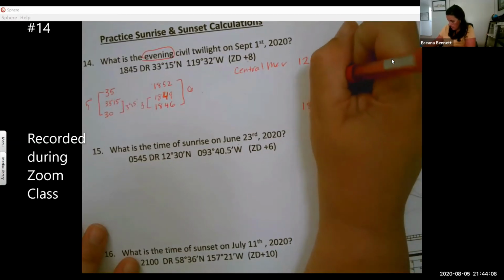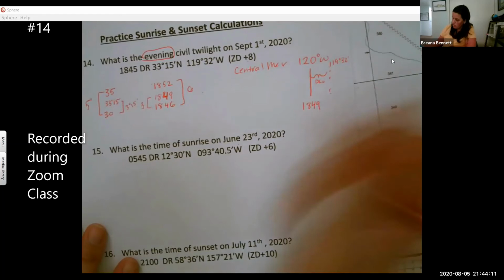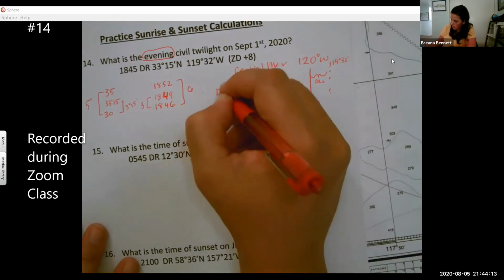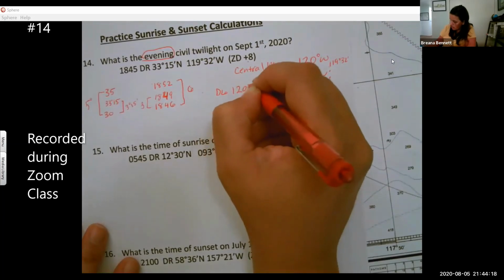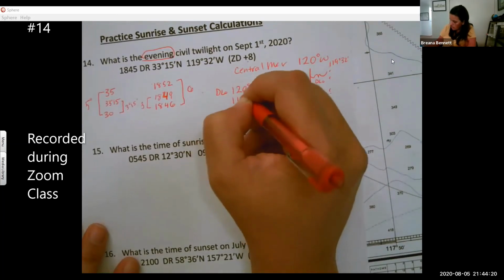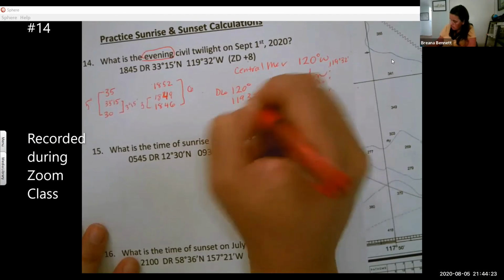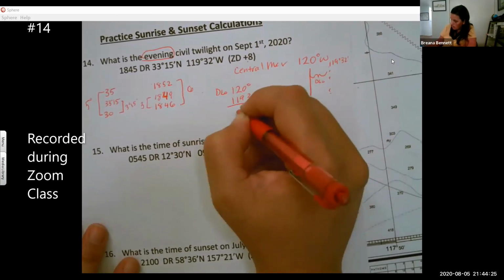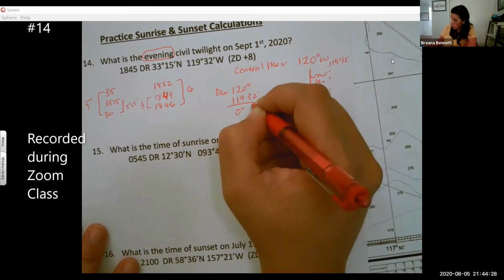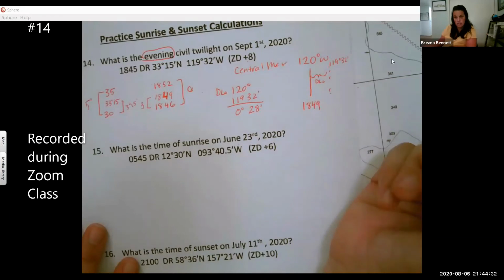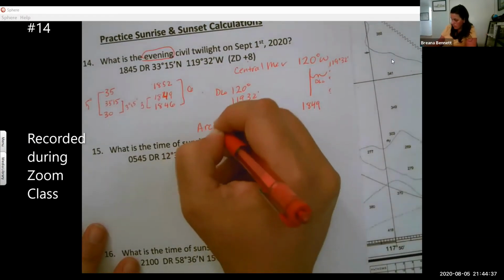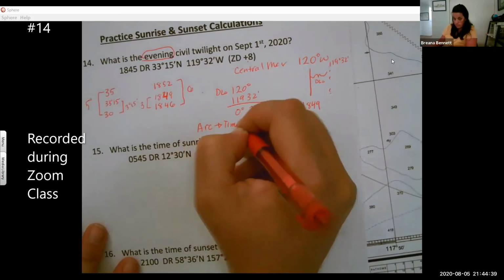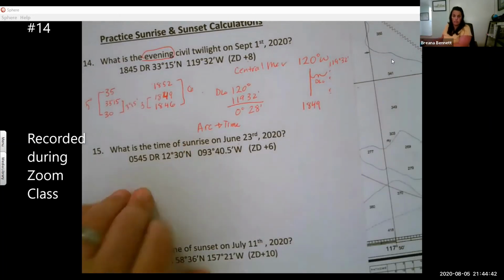I need to get my DLO. So DLO, I have 120 minus 119.32 gives me 28 minutes, right? 28 minutes. So now I need to do arc to time. What is my time difference for 28 minutes?